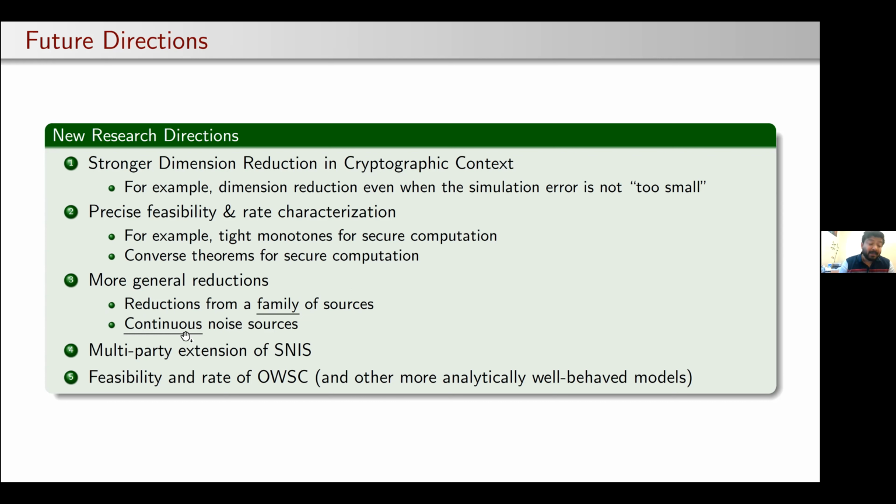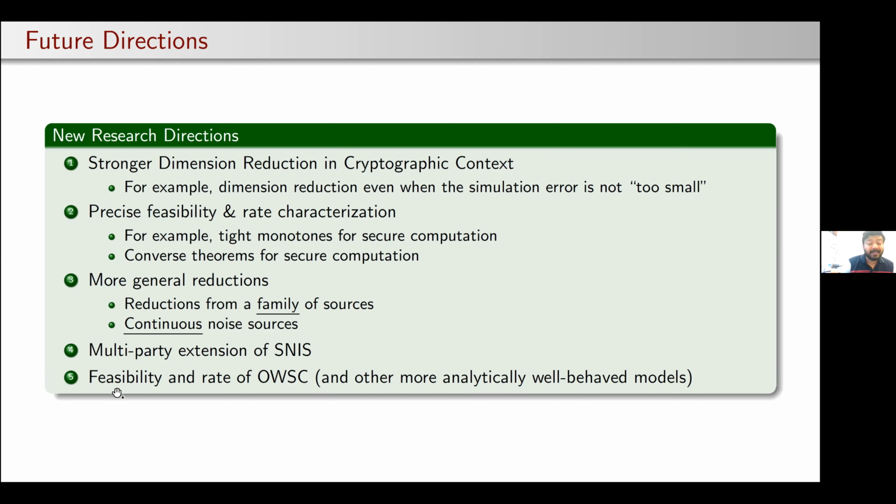In cryptography, we are typically interested in targets that are samples from a discrete source. In fact, it is well motivated that we can consider samples from a continuous source, for example, observations of an astronomical phenomenon, and studying SNIS in that context is also well motivated. The results that I presented were particular to the two-party case. Multi-party extension of secure non-interactive simulation is also well motivated, and there are several open problems of practical interest in that context.